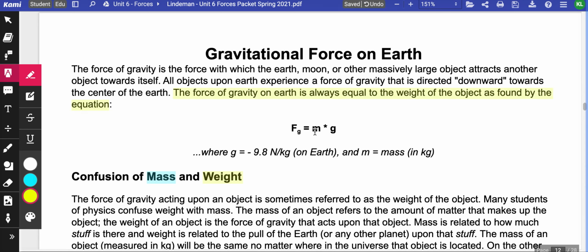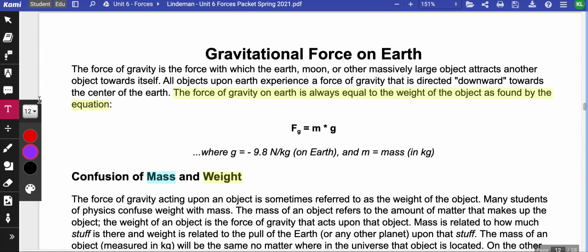So Fg, which is something that we've been using this whole time, is actually equal to m, where m means mass, and g, where g is the gravity constant for Earth. Okay? And I say gravity constant for Earth because the gravity constant for any large planetary body is always going to be linked to how massive that object is. So our gravity constant is negative 9.8. It's negative because all downward motion in physics we describe as negative motion, okay?